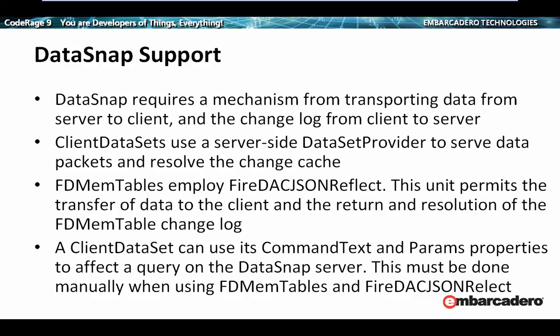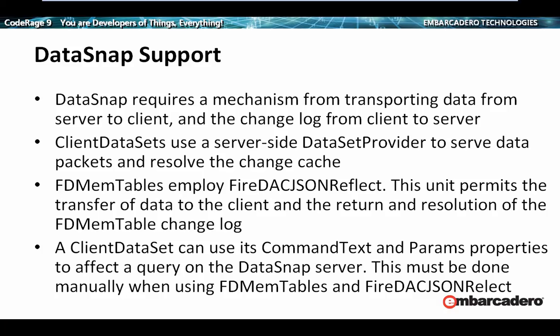FDMemTables don't have that same kind of companion component that could reside on the DataSnap server, so things are quite a bit different. Instead of using the simple exposure of a dataset provider from a DataSnap server, you actually have to create custom methods on your DataSnap server and call them from your client application. Fortunately, beginning with RAD Studio XE5 Update 2, a new unit called FireDAC JSON Reflect was introduced, which works to package up FireDAC datasets and transfer them to the client, populate FireDAC FDMemTables in the client with that data, which will then maintain a change log, and then package up the deltas from the FireDAC memtables being used on the client to send back to the server, and the server can take those deltas and resolve the data back to the underlying database.